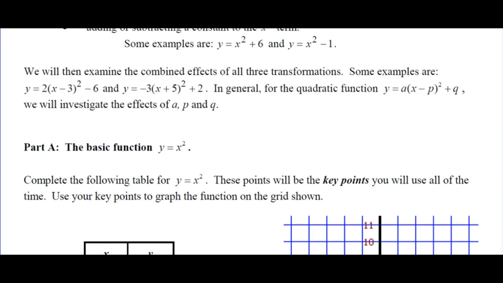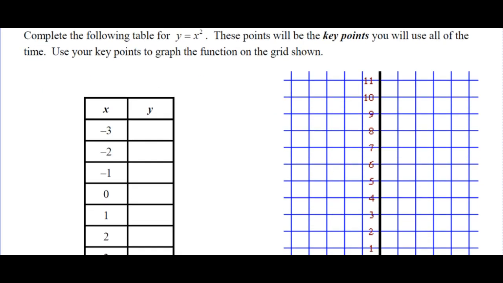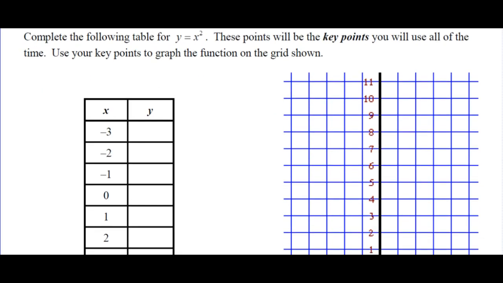And this is what we're leading up to. Y equals a, x minus p squared plus q. The general quadratic function, and we want to figure out, okay, so what happens when a, p, q, what happens when they change? All right, to do any of this, we need to become really familiar with the basic quadratic, y equals x squared. So we're going to complete the following table. These are going to be the key points we use all the time, and we're going to graph this.